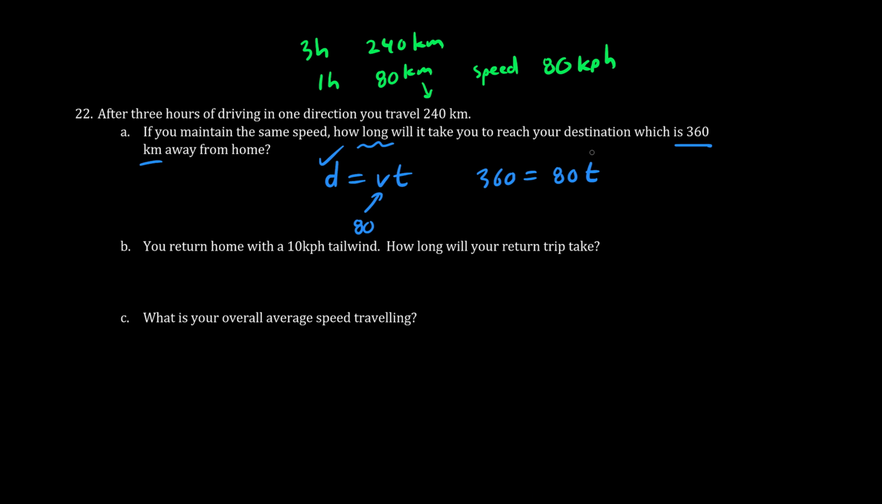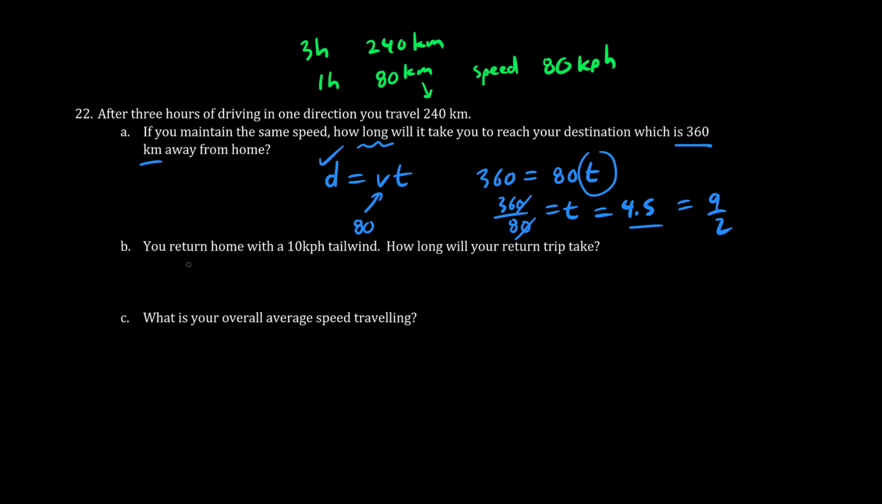Find t. This is simply a matter of algebra. Divide both sides by 80. We get t equals 360 over 80. The zeros cancel out. You will find that t is 4.5 hours. By the way, if you divide top and bottom by 4, you'll get a fraction 9 over 2.